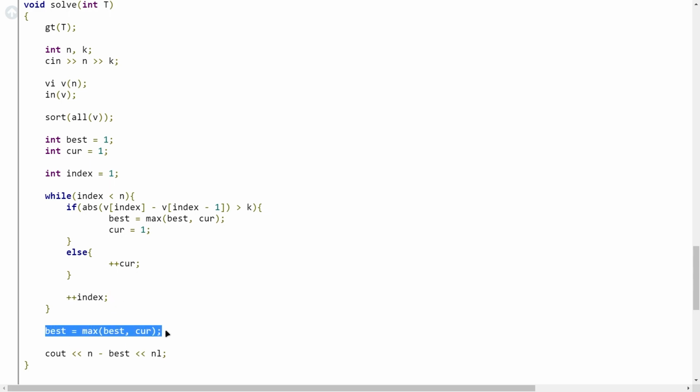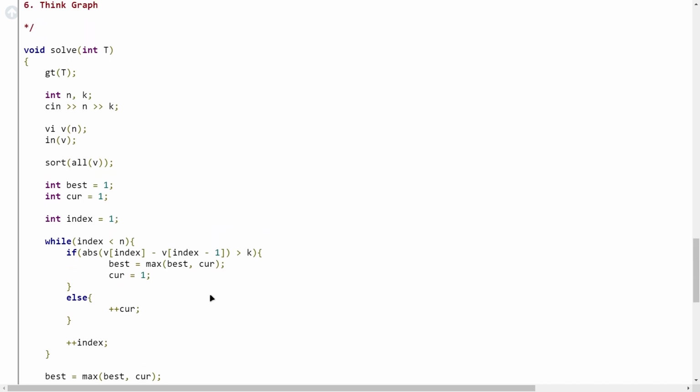Now at the end, I can just again put out this condition, best is equals to max of best comma current, because there might be a case where the last group is not recognized or the last group is not included in my answer. So at the end, after I have found the size of the biggest group, I can just print n minus best. So this would be the solution to the 4th problem.